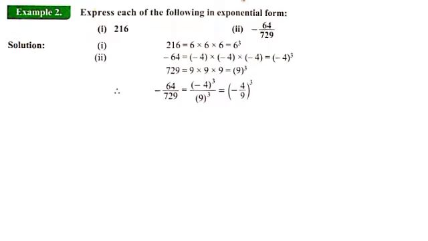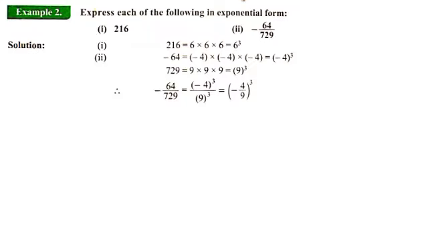Express each of the following in exponential form. 216 is equal to 6 cube. When we do 6 cube, 6 power 3, we get 216: 6 into 6 into 6.